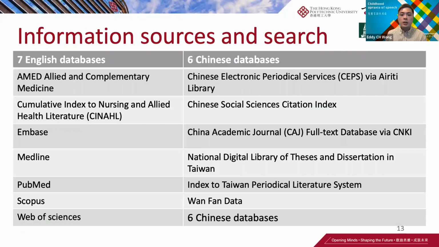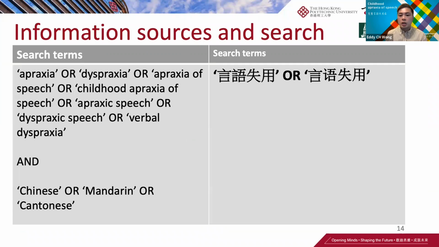The articles were searched in 7 English databases and 6 Chinese databases. The search terms are here. It is important to note that in the Chinese terms, the one on the left is traditional written Chinese, which is commonly used in Hong Kong and Taiwan, and the one on the right is simplified Chinese, which is commonly used in mainland China, Singapore, Malaysia, and some other places in Southeast Asia.